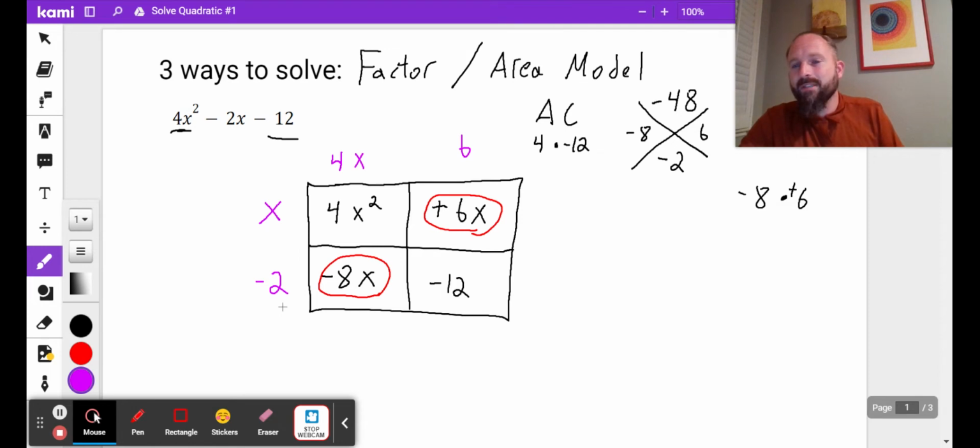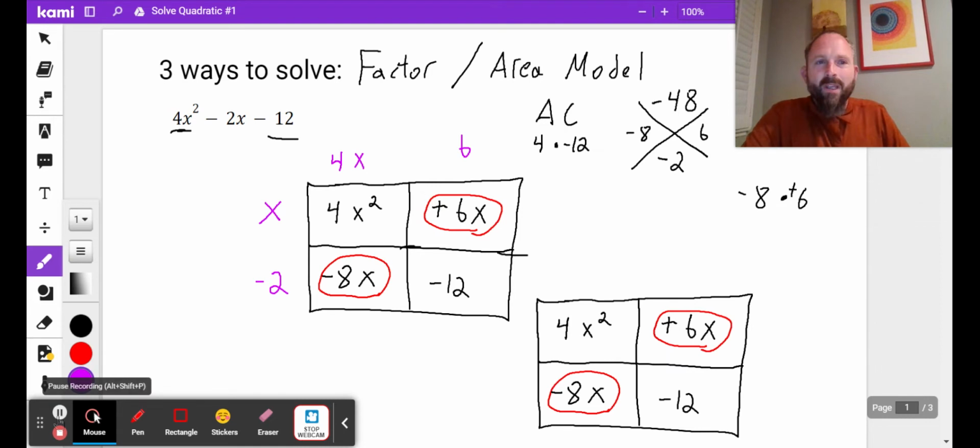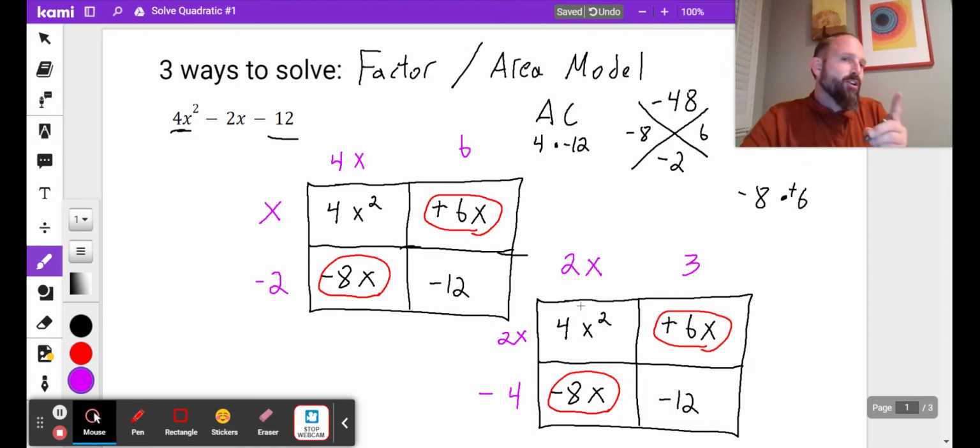But wait, it could have been something different. Let me show you in just a second. So sometimes it doesn't work. In this case, it looks like it does. What I was thinking about was if I have a 2x right here, and then 2x times what equals 4x squared, I'm like, oh, that's going to be 2x. Then I figure out, hey, this is going to be 3, and then 2x times what? That would be a minus 4 right here. But looking at this, it looks like both of these could be correct.